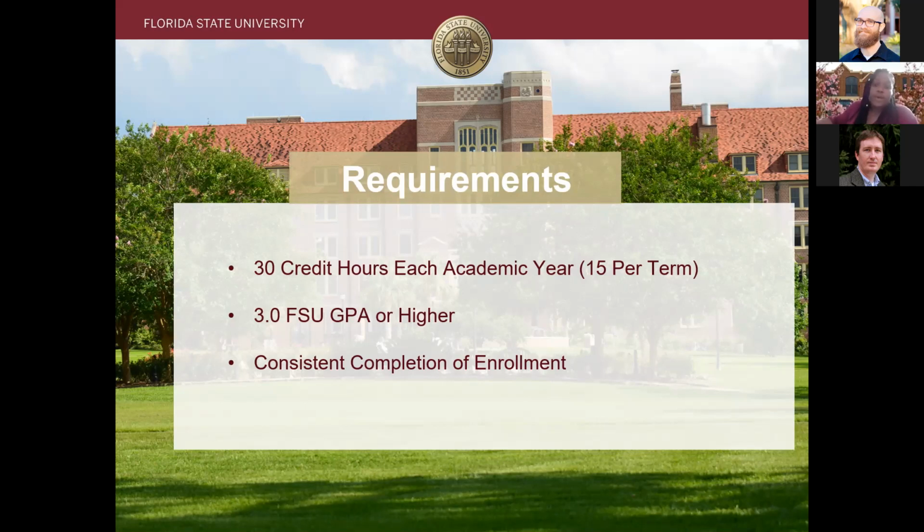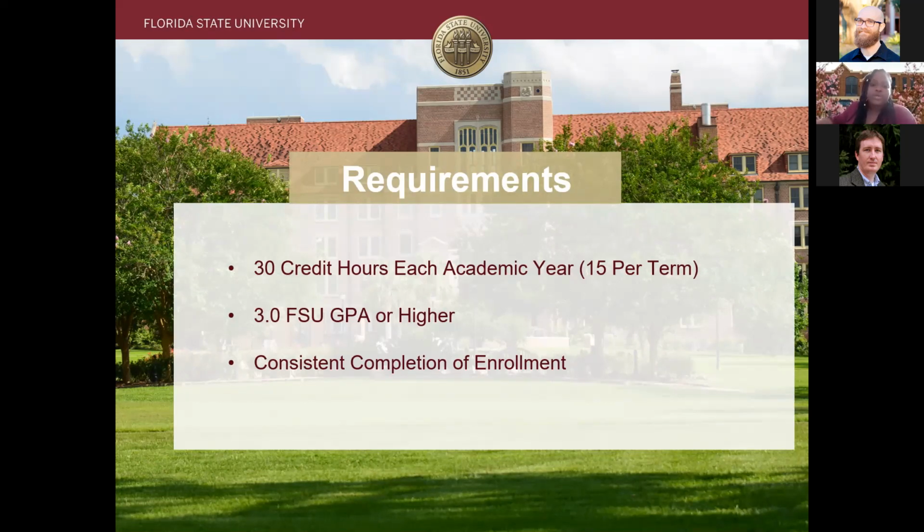What we're looking for is about 30 credit hours each academic year. This is preferred in the format of 15 credit hours per term, in keeping with that logic that surrounds the success of students taking 15 credit hours per term. But there are, of course, some exceptions to that, which we will chat about in a bit.